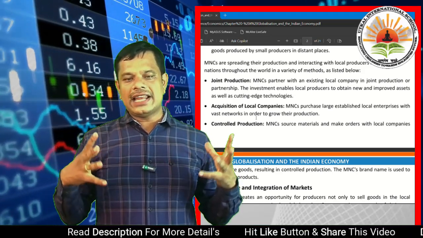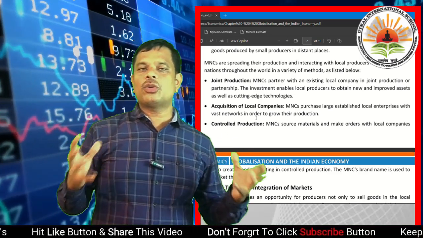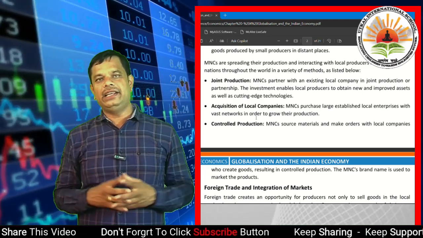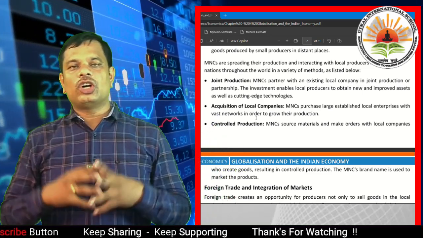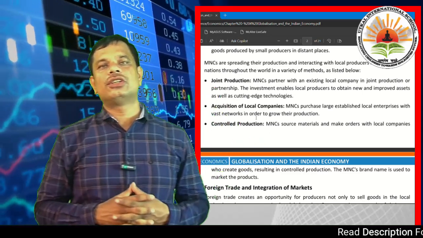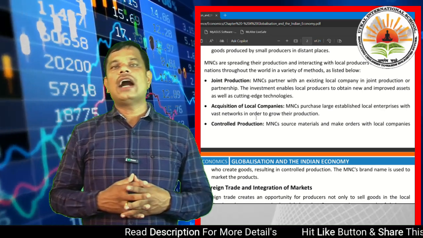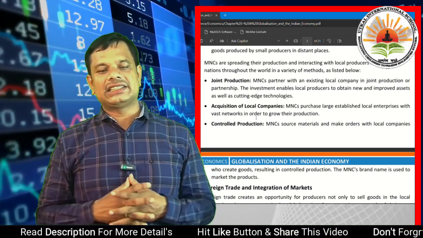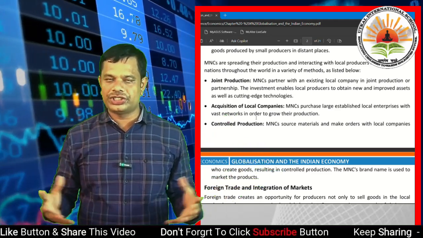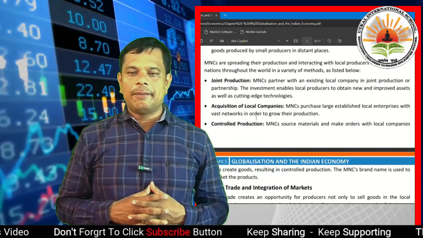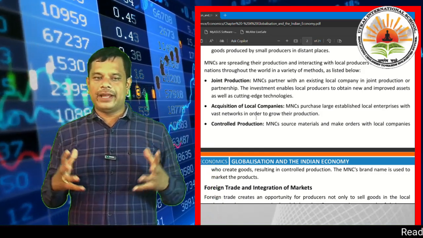So when there is a joint production, multinational corporations partner with an existing local company. The investment enables local producers to obtain new and improved assets as well as cutting edge technology. They have got the new technologies. And the second point is acquisition of local companies.